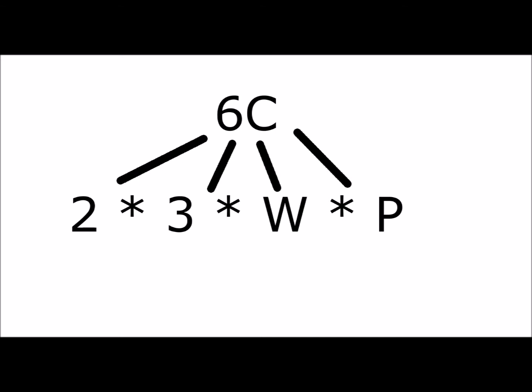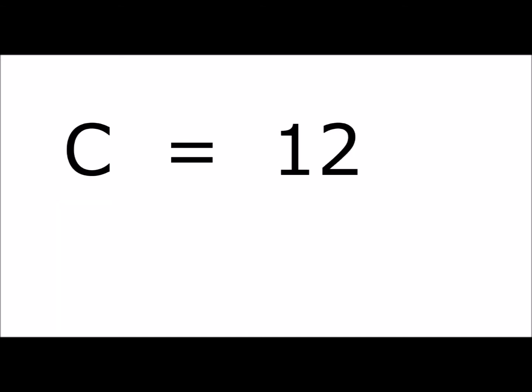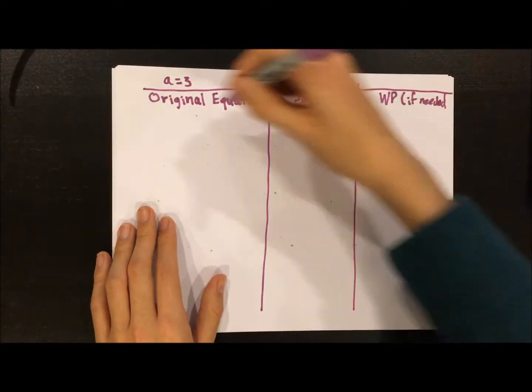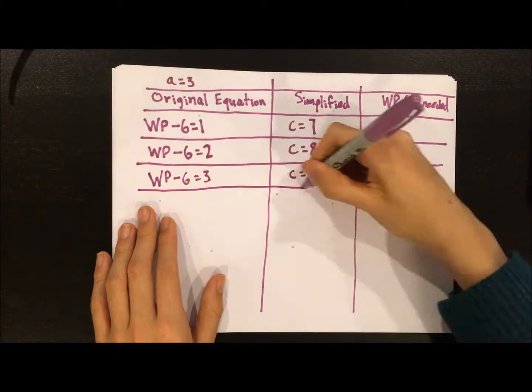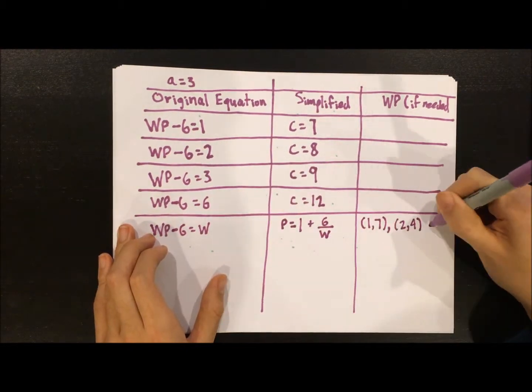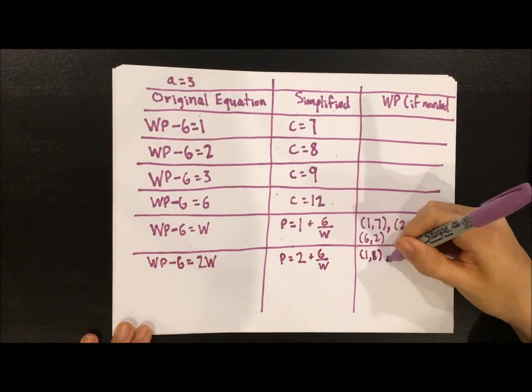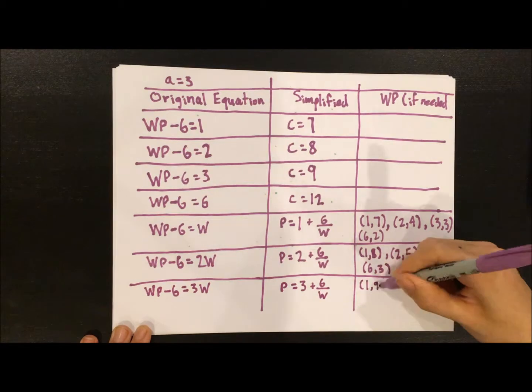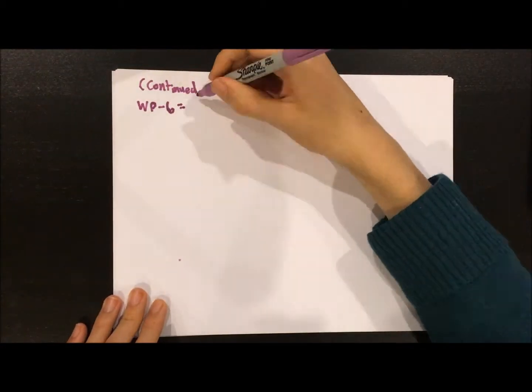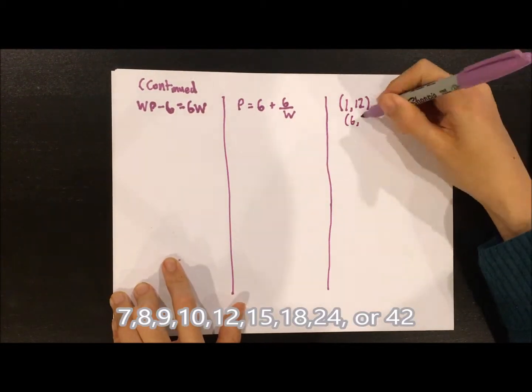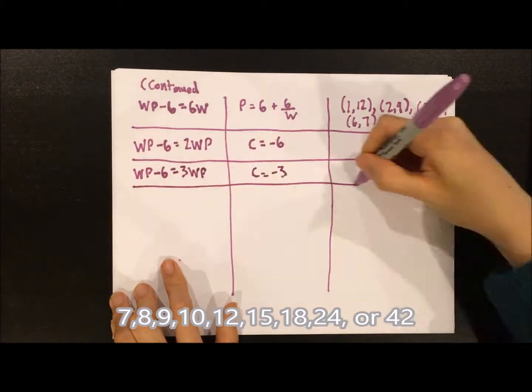By taking each possible factored value from 6C and setting it equal to C minus 6, we can find all possible values of C. For example, in this case, we know that 6 is a factor of 6C when we take up the W and the P. So C minus 6 equals 6, and therefore C equals 12, is a possible solution. This chart shows all the possibilities for C when A is 3. We can disregard any results for C under or equal to 6, since C minus 6 will be negative or 0, neither of which are allowed. So C can be equal to the following: 7, 8, 9, 10, 12, 15, 18, 24, or 42.